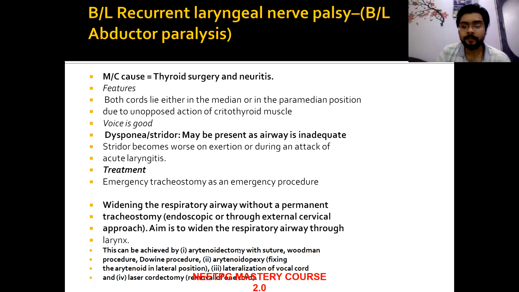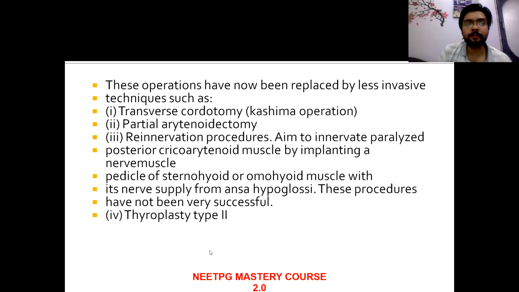So this can be done by arytenoidectomy with suture, called Woodman's procedure. Woodman's procedure is basically an external approach where we remove one part of arytenoid and suture the vocal cord to open the airway. So basically this is an external approach and now it has been replaced with less invasive techniques like Kashima's operation. So do Google Kashima operation, you will get a lot of things. So these are basically transverse cordotomy where we remove a part of vocal cord with the help of lasers to allow the airway in case of bilateral recurrent laryngeal nerve palsy.